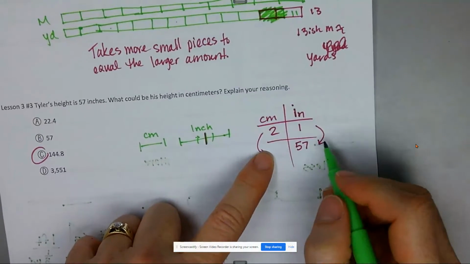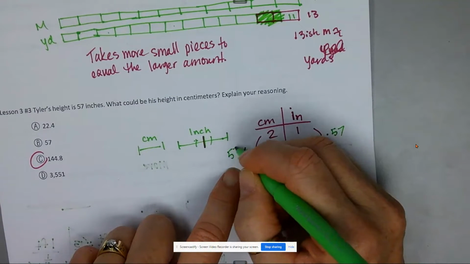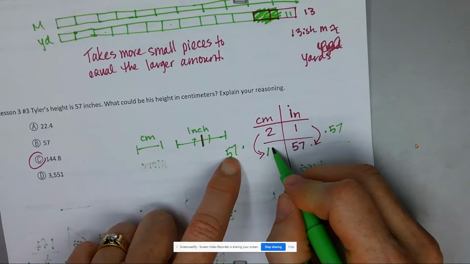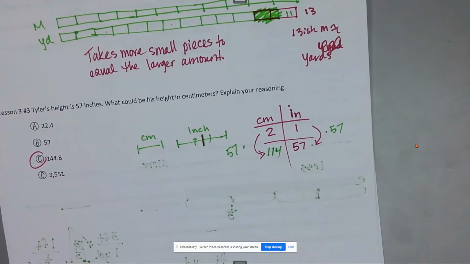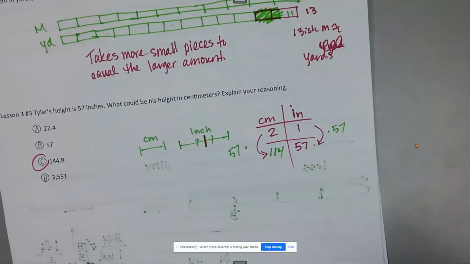It'd be 2 times 57. 2 times 7 is 14. 2 times 50 is 100. That's 114, which is very close to 144 because it's approximate.